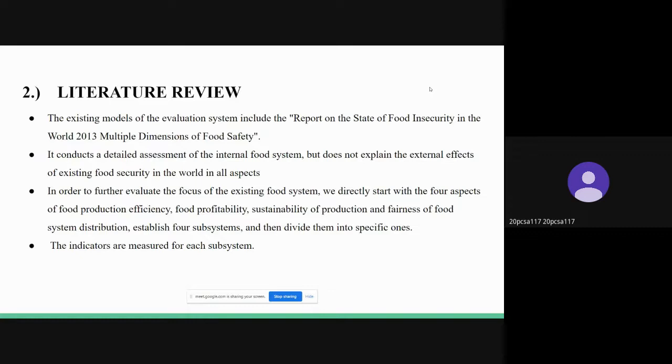So keeping this scenario in mind, we have designed, detected, and analyzed an Internet of Things based device which is capable of analyzing the sensed information and transmitting it to the user. In order to further evaluate the purpose of existing food systems, we start directly with the four aspects of food production efficiency, food profitability, sustainability, production, and fairness of food.